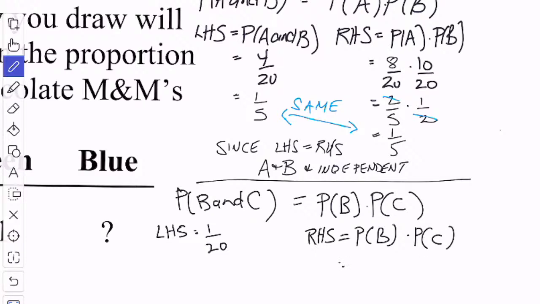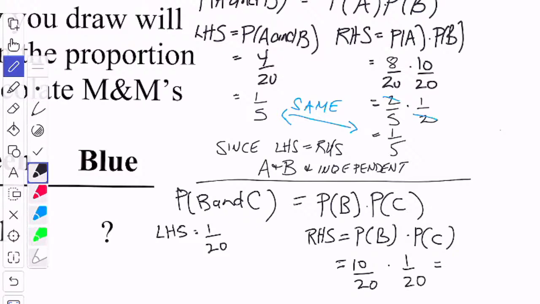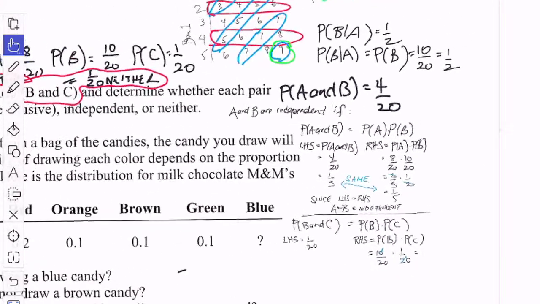Well, B's probability was 10 out of 20, and C's probability was 1 out of 20, which if you put those together, just making sure I did this right, it's 1 out of 40. Is that true? Did I do something wrong? Let me go back here. That doesn't make sense.